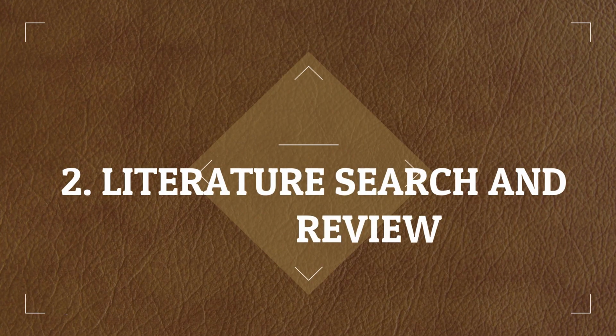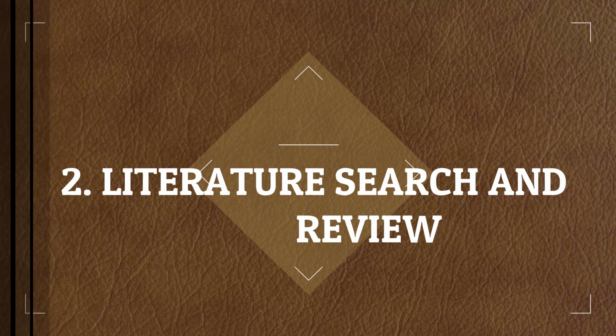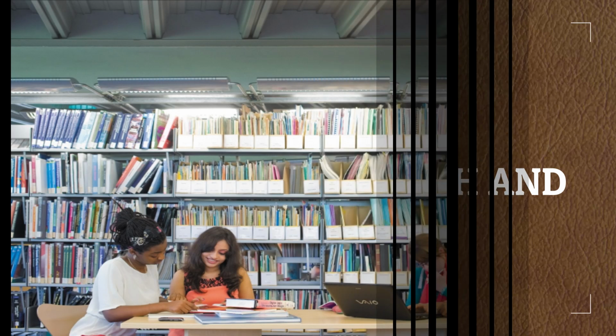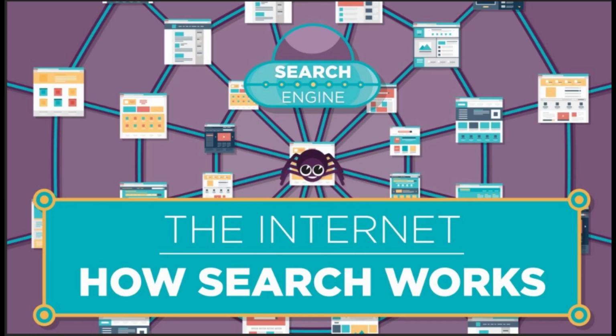Next process is literature search and review. The review of related literature is important not only in the identification of problem and the formulation of hypotheses, but also the formulation of research design and methodology. Among the sources of information that can be used for literature review are books, journals, theses and dissertations, and computer databases.